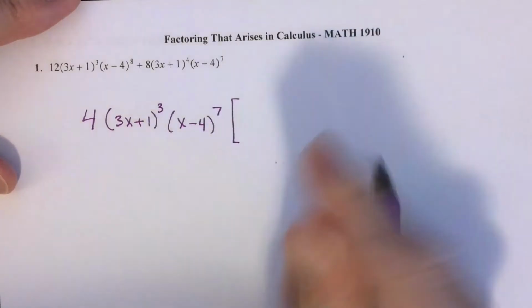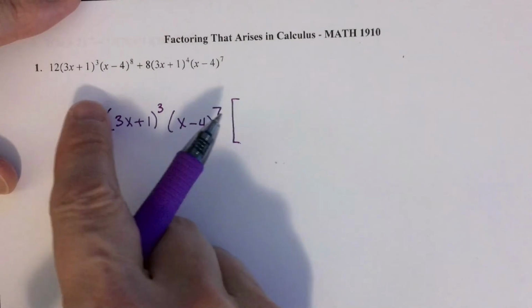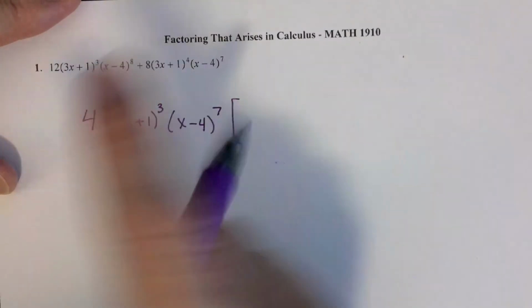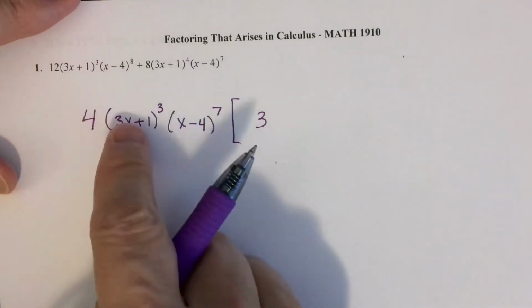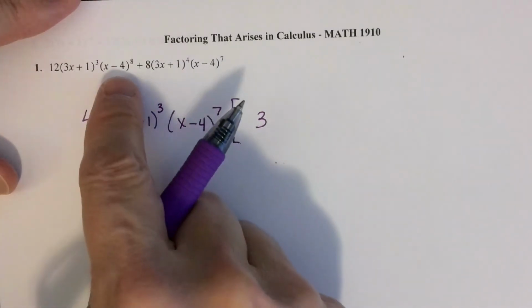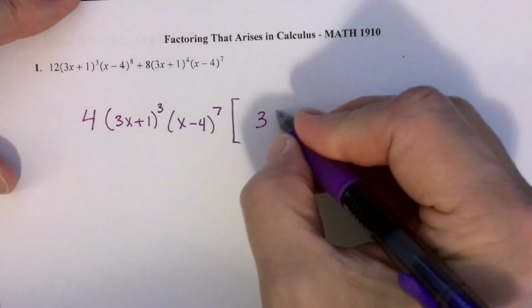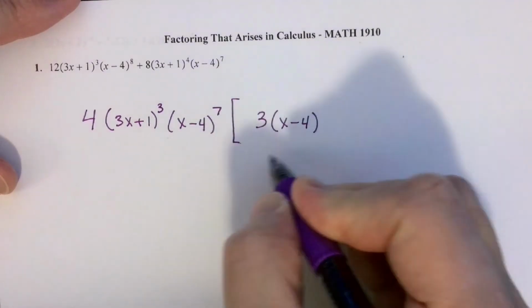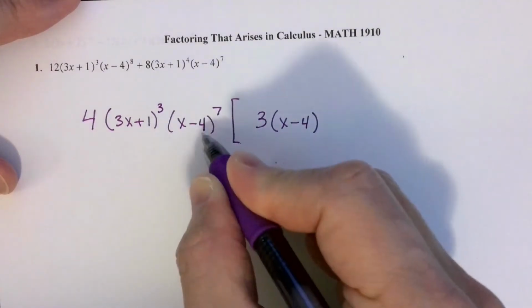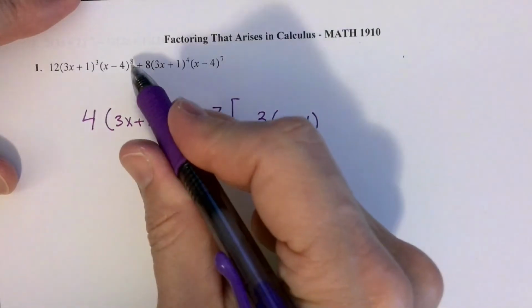All right, so what's left? I'm going to do brackets here because I've got two terms left over. After I factor this out, what's left? Well, when I factor a 4 out of 12, that leaves me 3. The 3x plus 1 cubed I've factored out. The x minus 4 to the 8th, I factored out x minus 4 to the 7th. So what's that leave me? 1 times x minus 4. Remember, when I remultiply this back, which I should check, the x minus 4 to the 7th times the x minus 4, we add these exponents, right? Which will get me back to this original expression here.